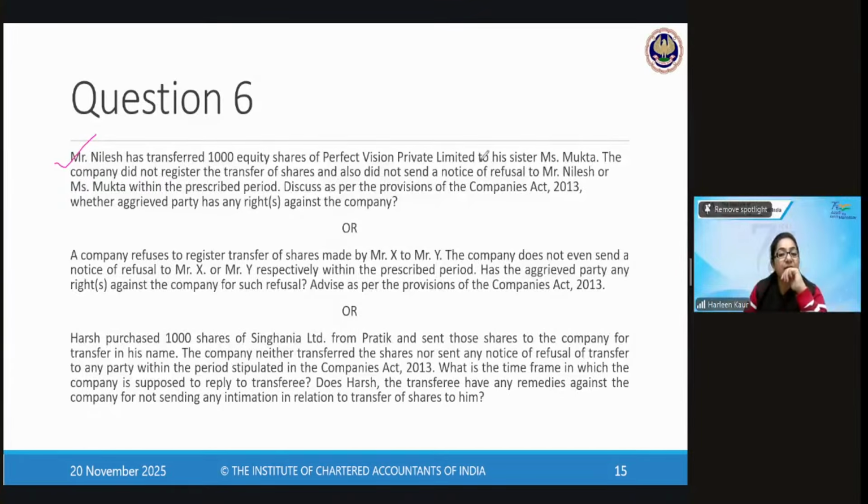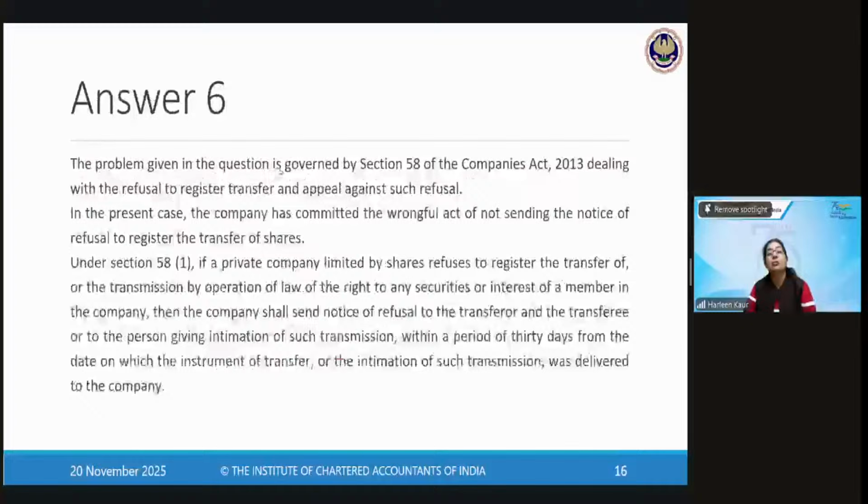So it makes a difference. If it is a private company, then the number of days to be considered, and if it is a public company, then the number of days to be considered. So in the suggested answers that we have taken, they have given you a simpler version. The problem is governed by Section 58 relating to refusal to register the transfer, and an appeal can be filed. The company has done a wrongful act of not sending the refusal.